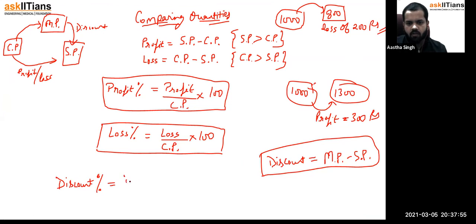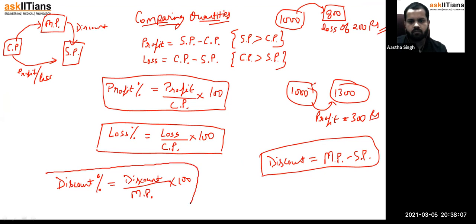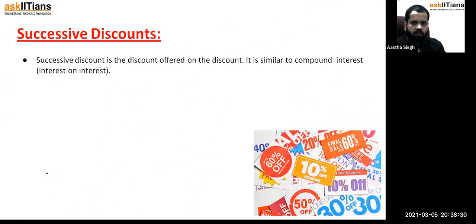it is basically what discount divided by what? Divided by market price multiplied by 100. This is what your discount percentage means: your discount divided by market price multiplied by 100, right? So till now we have studied these formulas and done questions based on them. Now we study a new concept, that is successive discount, right, guys?